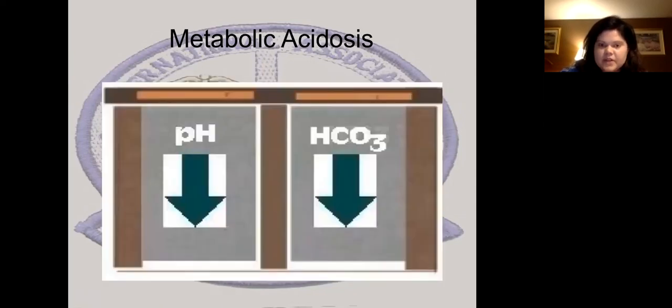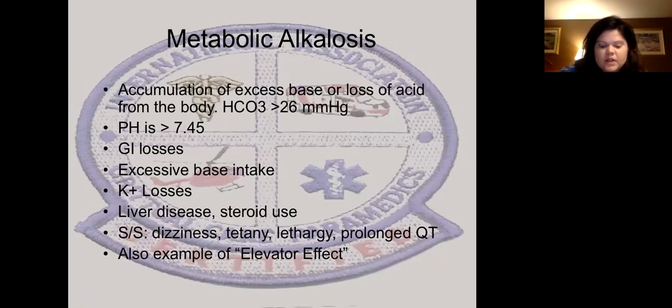This is going to be back. So your pH goes down, your HCO3 goes down. So then your metabolic alkalosis is going to be the accumulation of excess base or loss of an acid from the body. Your HCO3 is going to be greater than 26 millimeters of mercury. Your pH is going to be greater than 7.45. This could be from GI losses, excessive base intake, potassium losses, liver disease, steroid use.